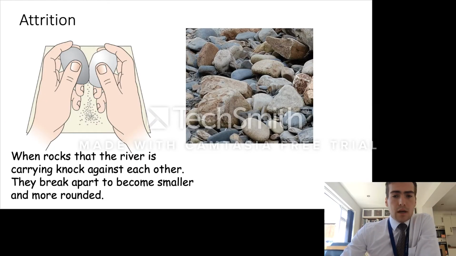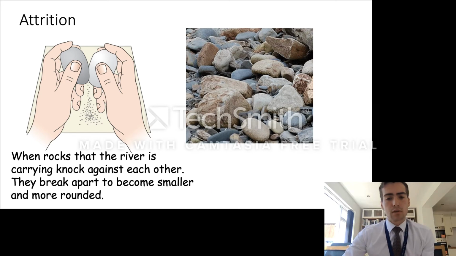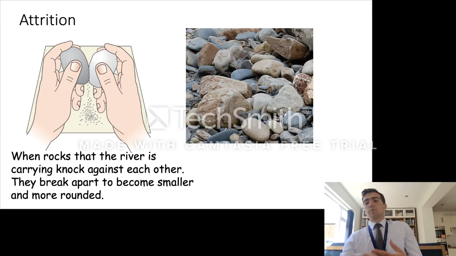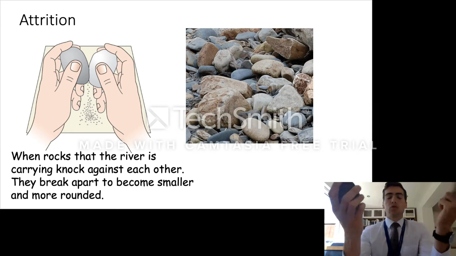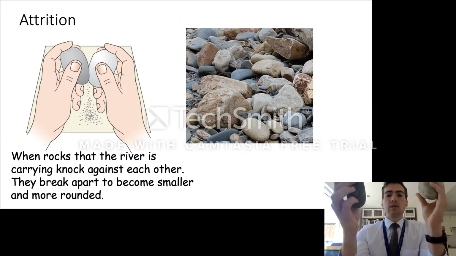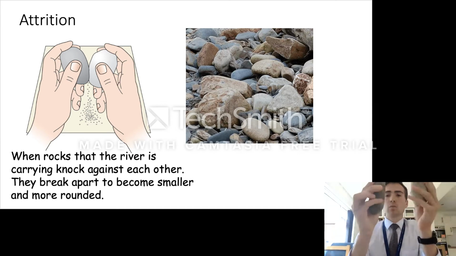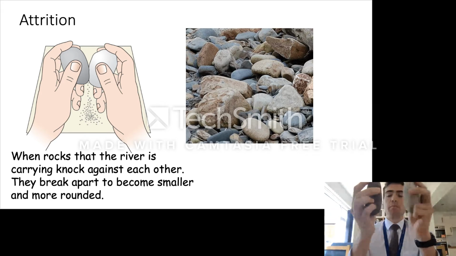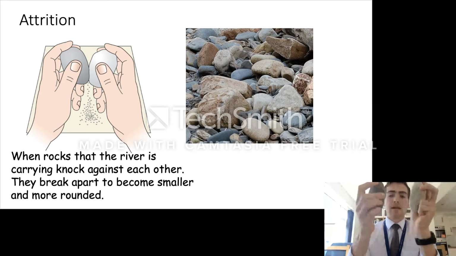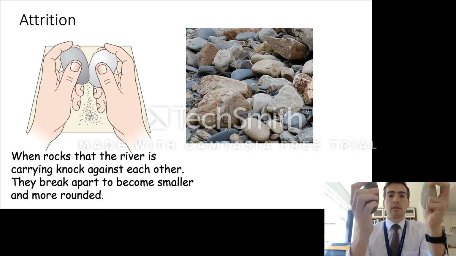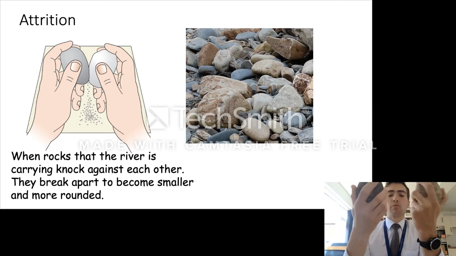Third one, attrition. When rocks that the river is carrying knock against each other, they break apart to become smaller and more rounded. This is an important one. So, I've got these rocks again. If these rocks are travelling down the river next to each other and they bump into each other again and again, eventually they might break apart. What also happens though is that they become smoother.